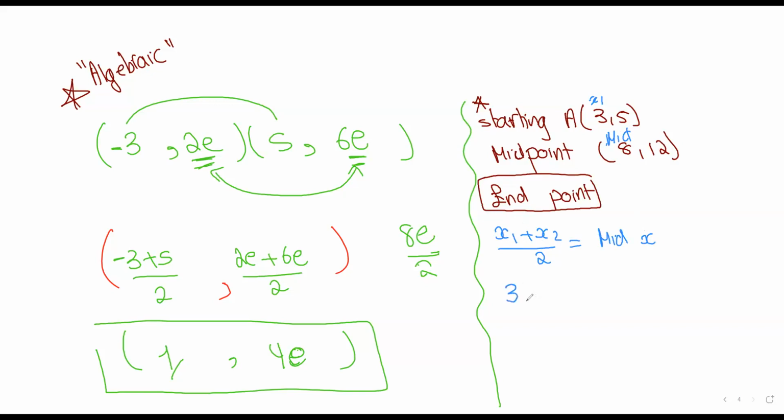So 3 is the x1. x2 هي اللي أنا ما أعرفهاش. Over 2 gives the 8. And then you just solve it as an equation. Okay? Of course, I will send the 2 by multiplication. So 3 plus x is equal to 16. And then move the 3 by subtraction. So the x, أو x2 is 13.